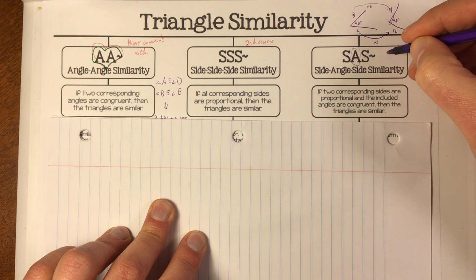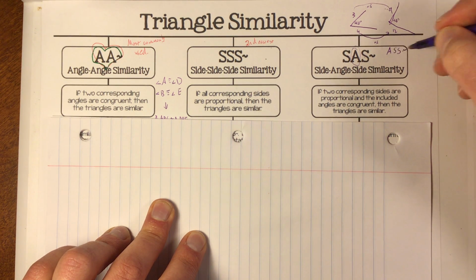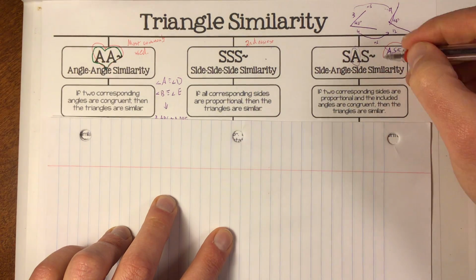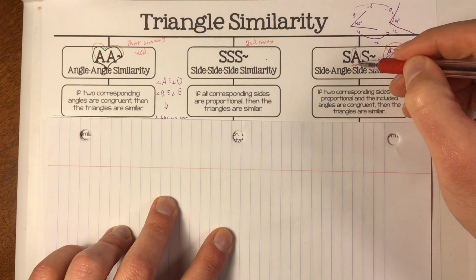SAS is okay. Donkeys are not. No donkeys in geometry. No. Angle must be in the middle.